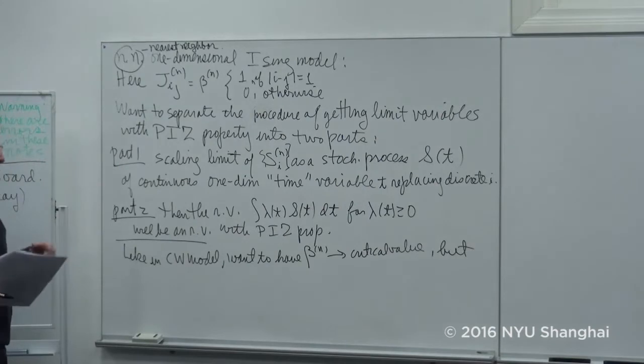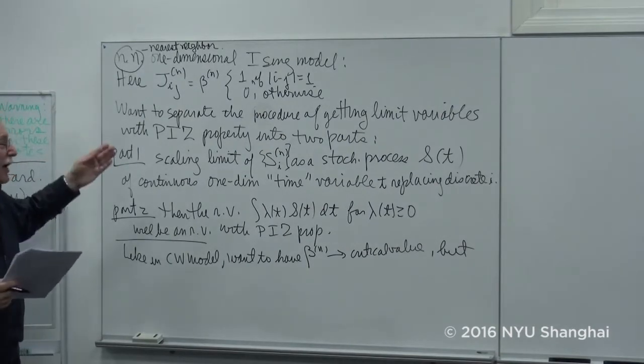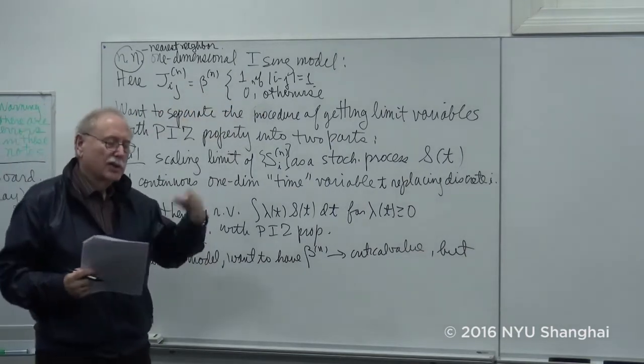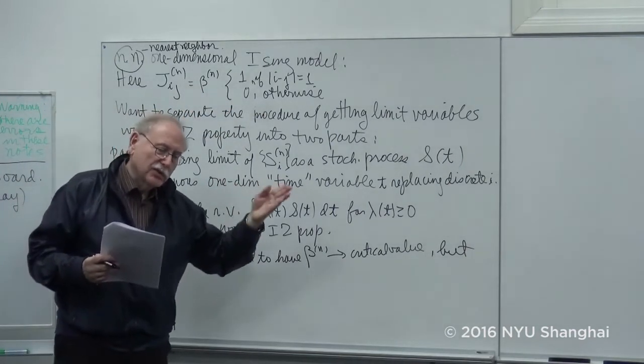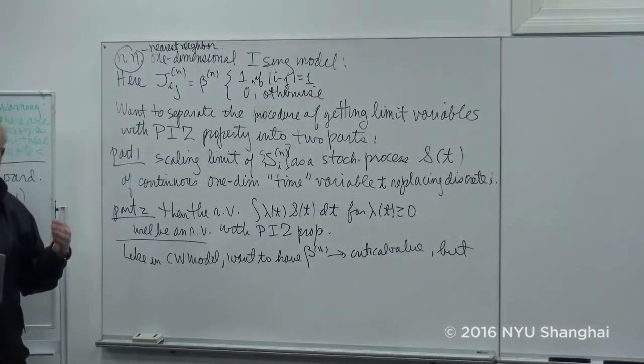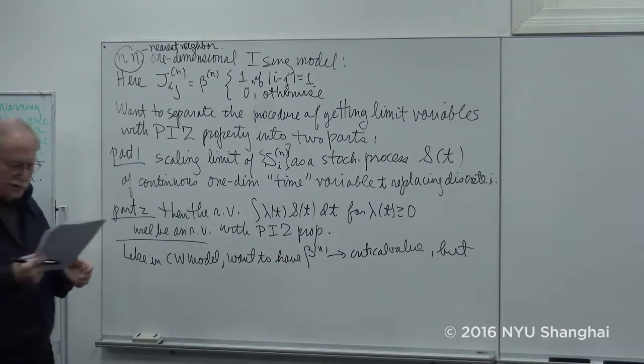A well-known fact about Ising models in various dimensions: we've been studying Ising models in two, three, and four dimensions, but one dimension is considered not a very physically good situation, because it does not have a critical value at a finite value of beta.